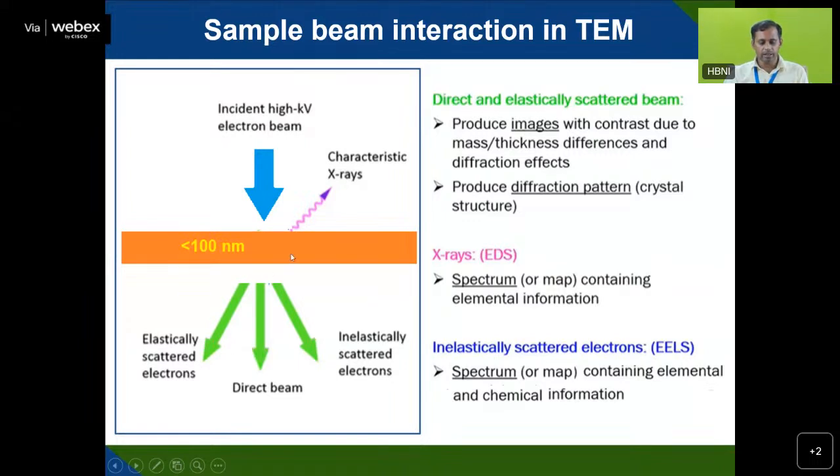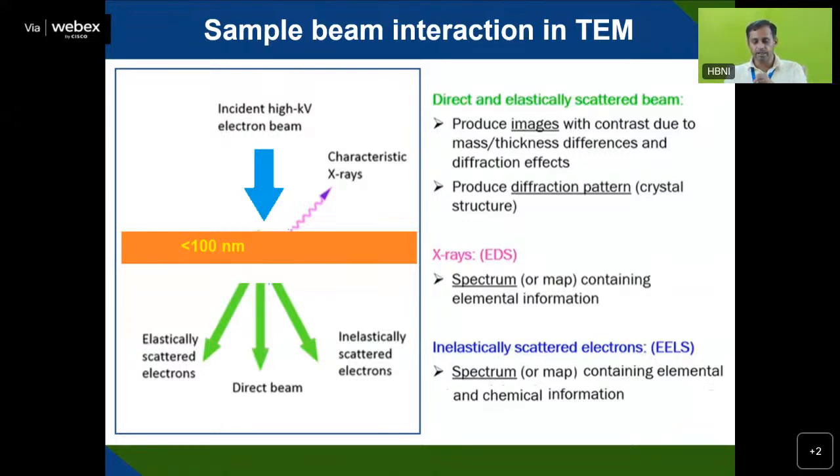And then some X-rays can also be produced in the case of TEM, and that X-ray will be used for element analysis by using the EDAX facility of TEM. So here, the direct as well as elastically scattered beam is mainly used to produce images, mainly due to contrast difference from mass and thickness difference. Where a specific mass is present, electron transmission will be less in comparison to where it is absent.